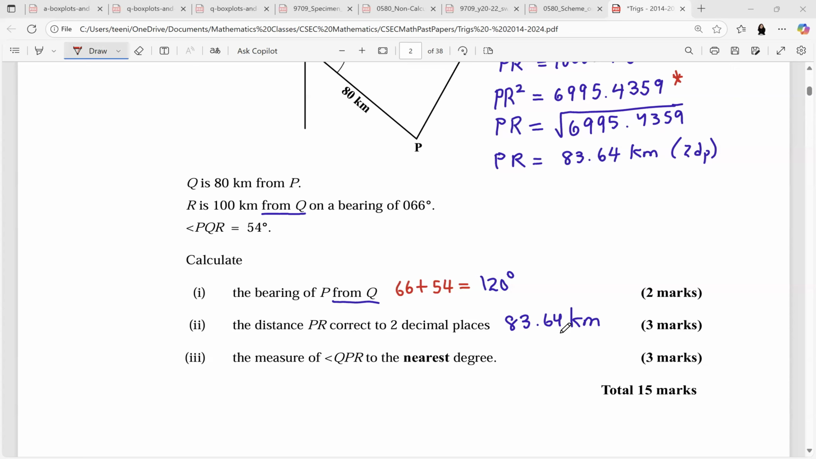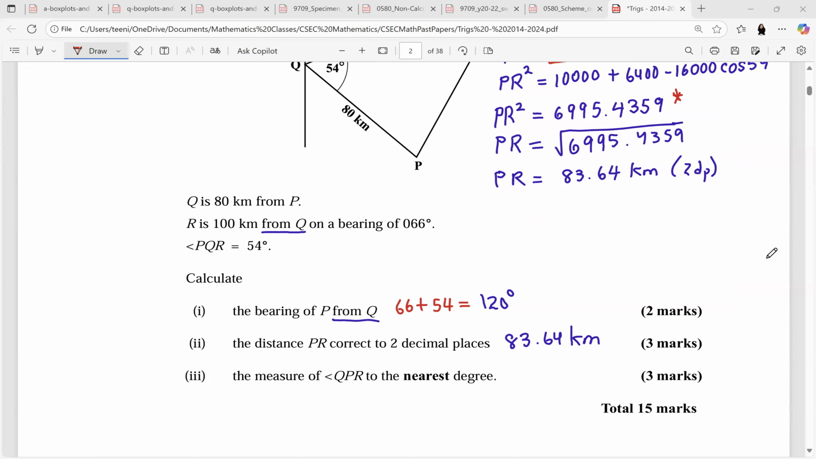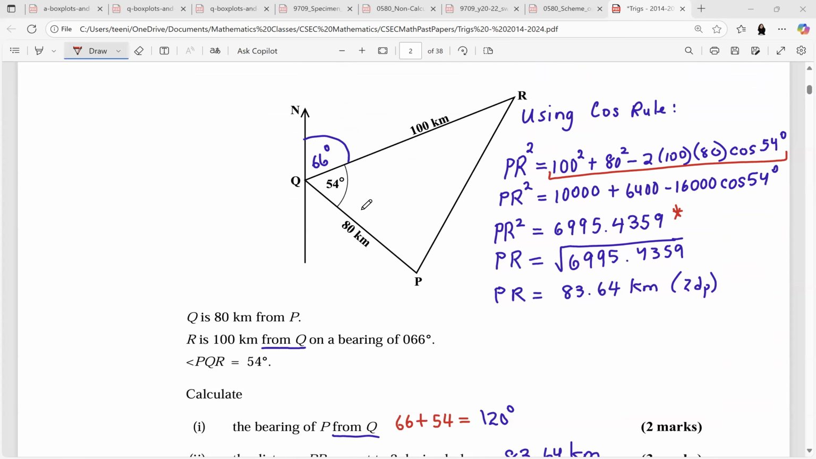Yeah, miss. Good. So then the next part of the question is to calculate the measure of the angle QPR to the nearest degree. Okay. Angle QPR to the nearest degree. Which angle is that?